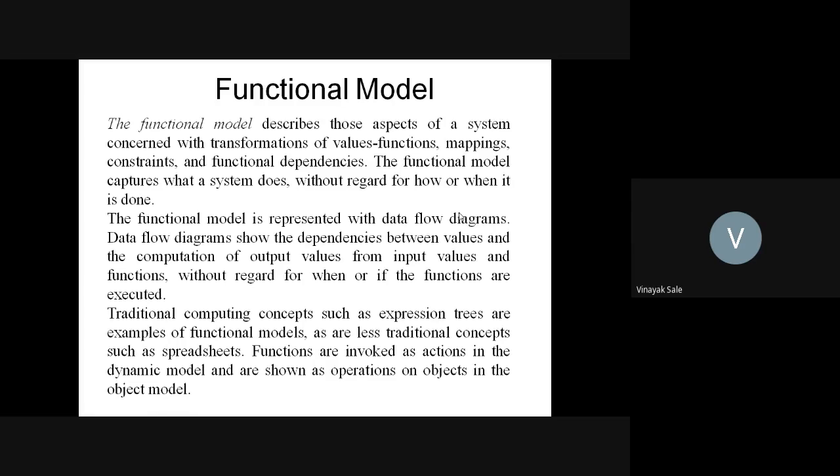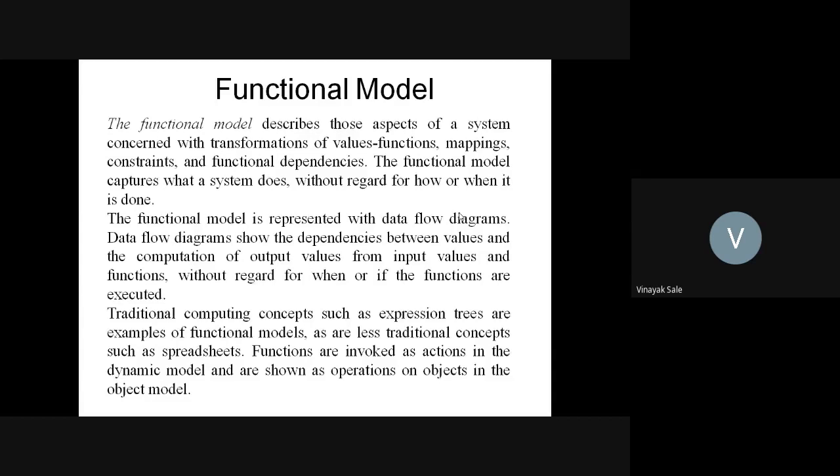Then the third one is the functional model. The functional model describes those aspects of a system concerned with transformations of values: functions, mappings, constraints, and functional dependencies. The functional model captures what a system does without regard for how or when it is done.